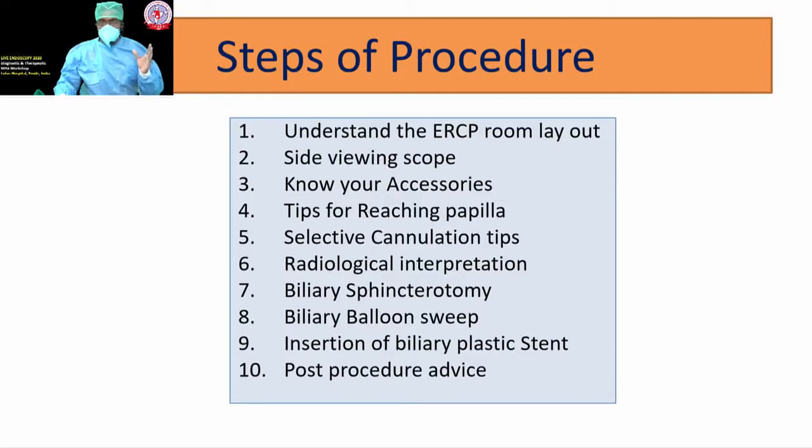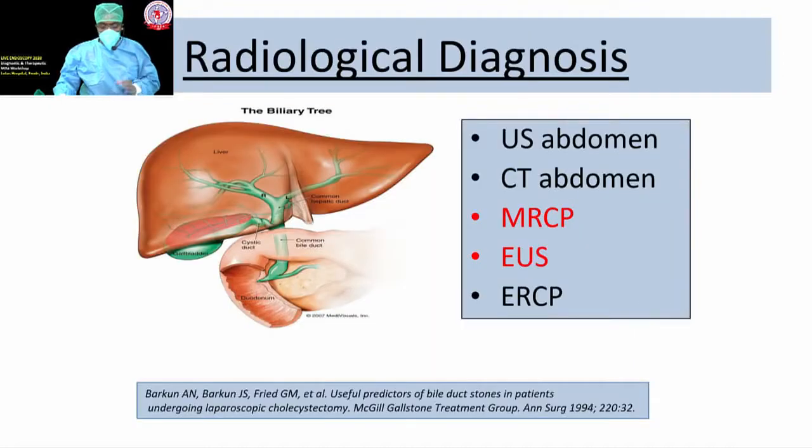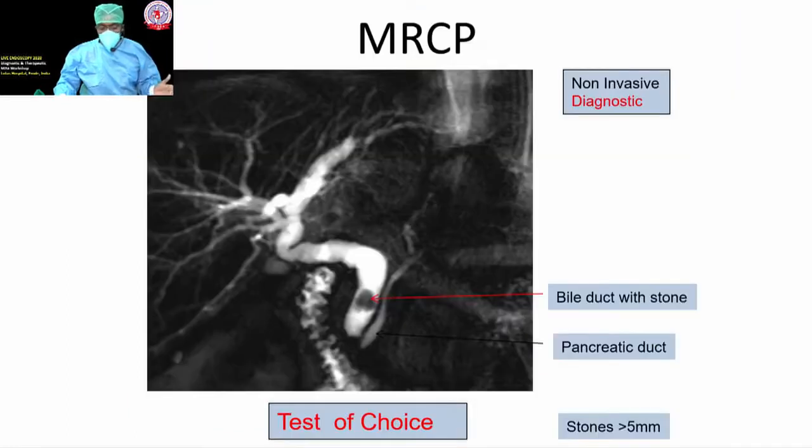For that, these are the steps of the procedure as you can hear. First, ERCP is like teamwork. As I said just now, we would love to do an MRCP, but that is purely diagnostic. Endo ultrasound can also be done, but only a few centers do it. Here is an MRCP of a patient where you can very easily see a dilated system with a stone here. That is the test of choice.